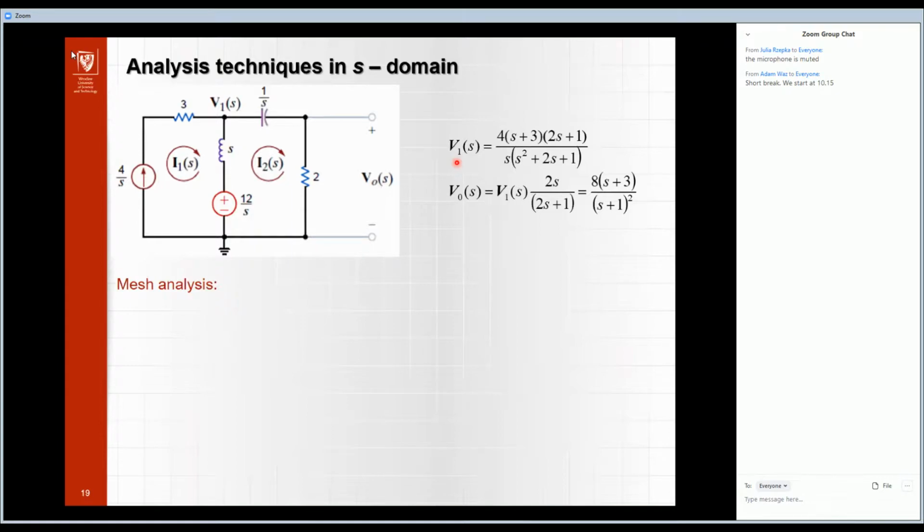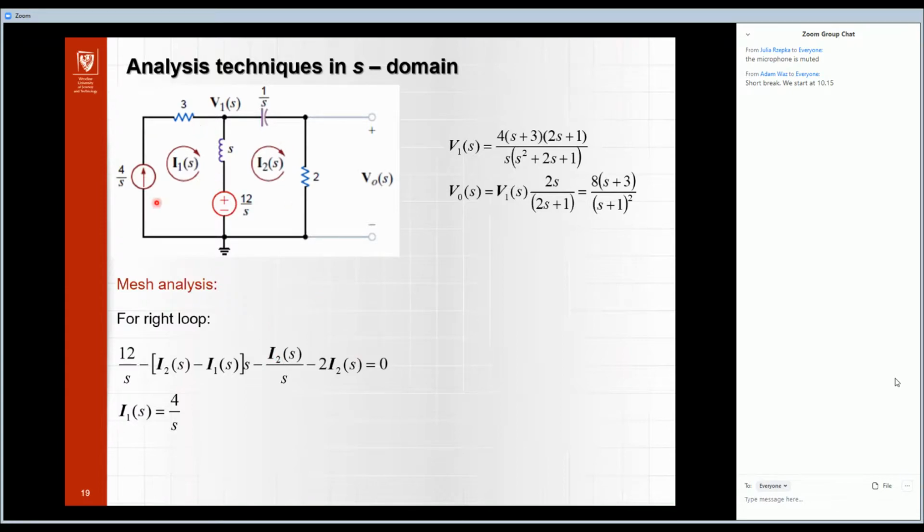Now we calculate the output in S domain, and after this sixth method we change to the time domain. Okay, so for mesh analysis we have the 2 loops here, and for the right loop we have the first equation. We have here the voltage source, and the voltage across the inductor is given by the differentiation of the current and multiplication by this S, and voltage across this capacitor, and the rest across the resistor, and of course it is equal to 0.